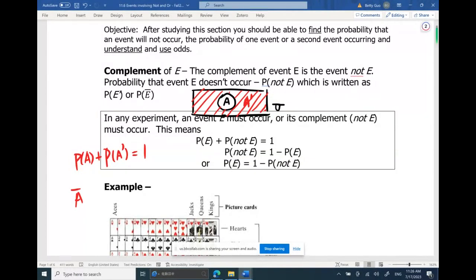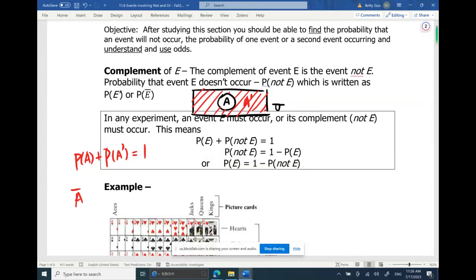Because look at the Venn diagram, with region A and region A prime, together they make the whole universal set. The universal set here refers to the sample space. The probability of the sample space occurring is 1, is 100%, is certain to occur.